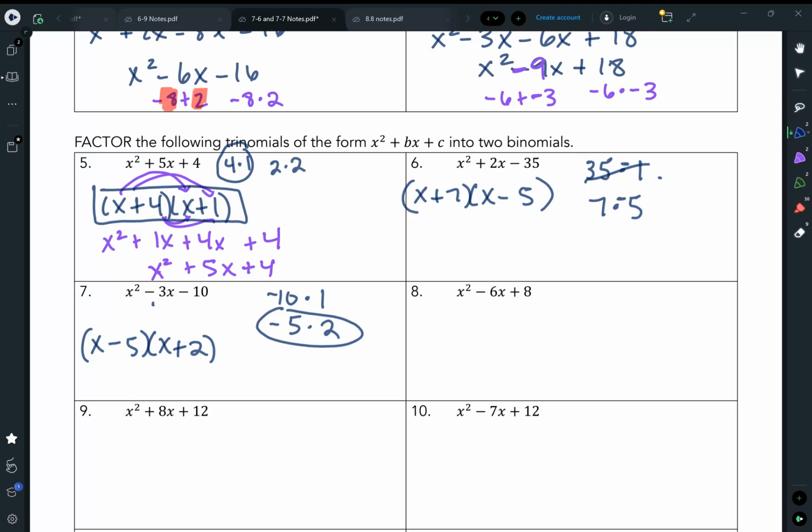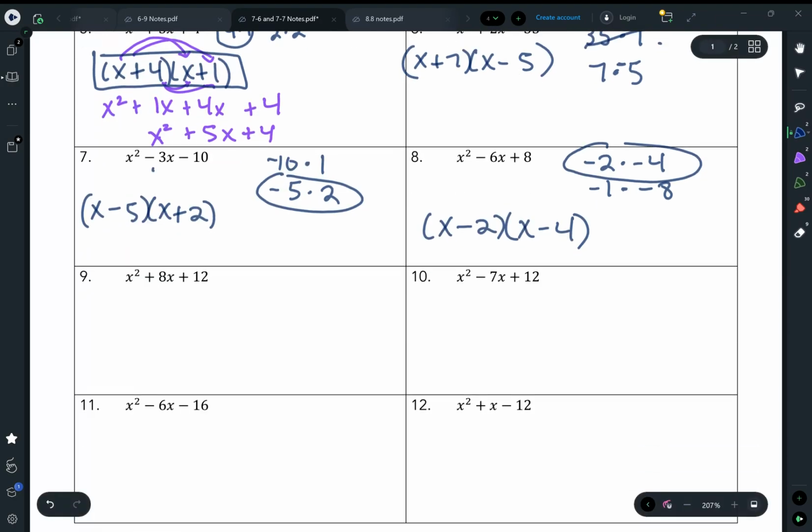For number 8, I need to find two negatives that multiply to make a positive 8, but add to make a negative. That means they both need to be negative. So I could write negative 2 times negative 4 or negative 1 times negative 8. So the 2 and 4 would add to make 6. So I'm going to factor it as x minus 2 times x minus 4.